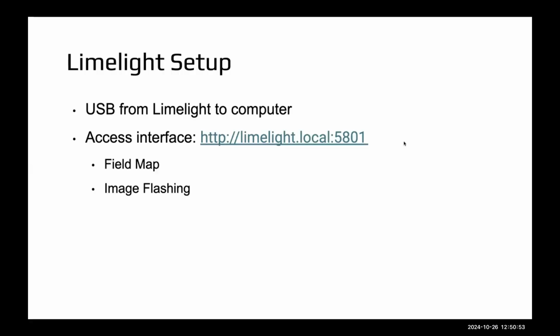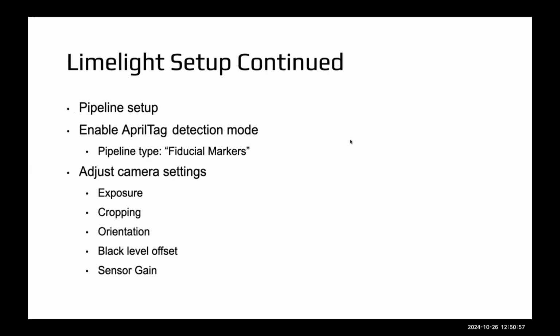Sorry about that, guys. I'll be continuing on with the Limelight setup and calibration. So when you're adjusting camera settings, there's a lot of sliders and buttons that you can choose from, but really there's 5 main things that you want to be looking at. The first one being exposure. Exposure helps your camera see things when the environment is either too dark or too bright. You can adjust the light level there.